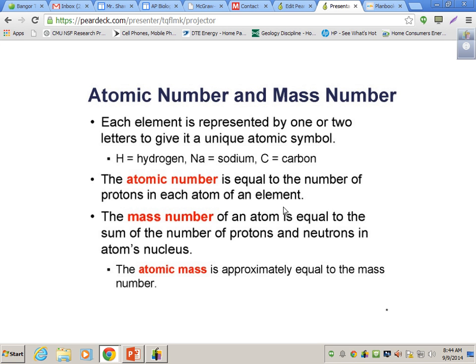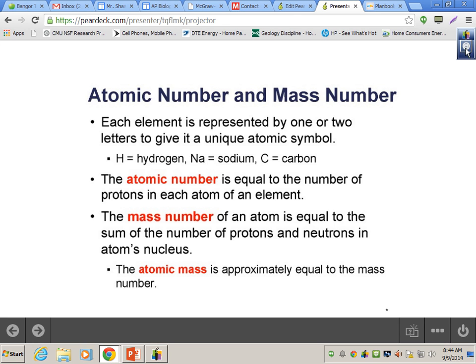So if I want to figure out how many neutrons I have, I subtract protons, my atomic number, from my mass number, the atomic mass rounded to the nearest whole number. Okay? If any of this is blowing your mind right now, you need to come see me at lunch, and we'll sit down and go over it. I wouldn't ask you to raise your hand right now and say you don't get it, but please come see me. So the atomic mass is approximately equal to the mass number.